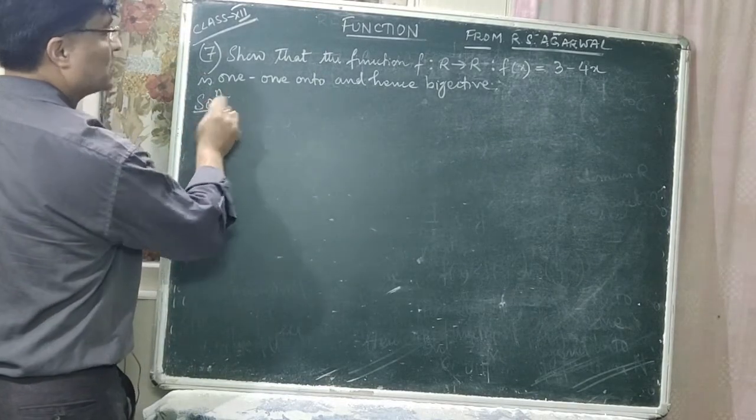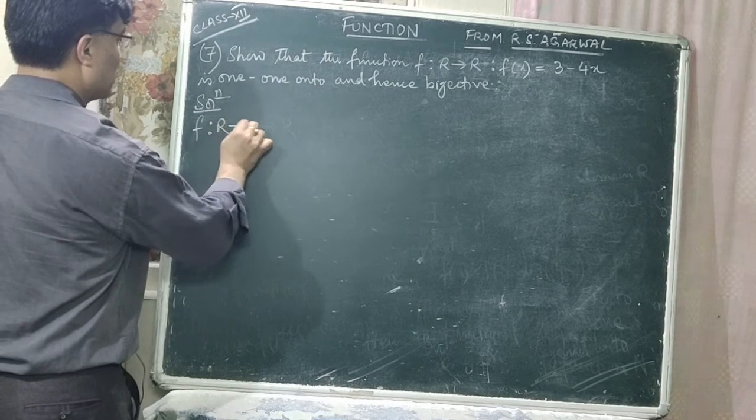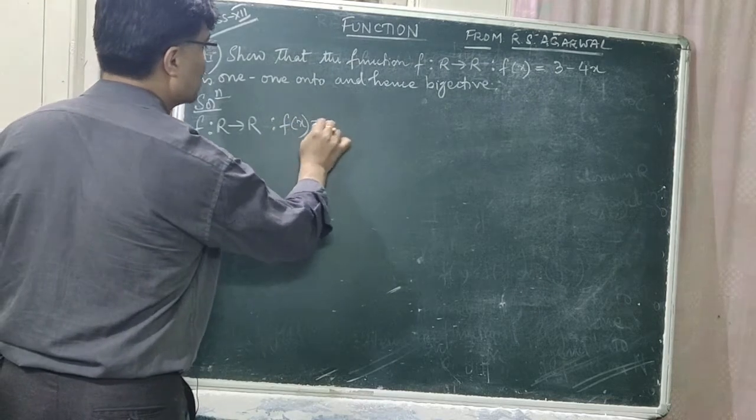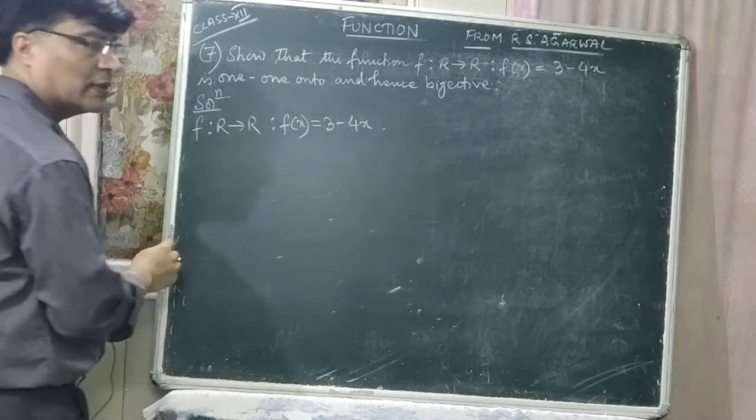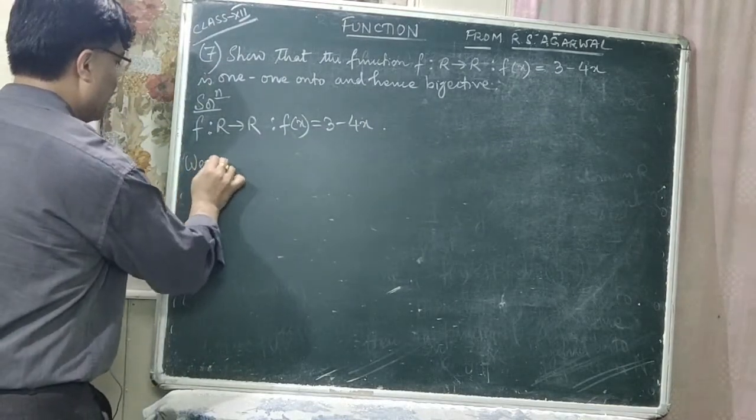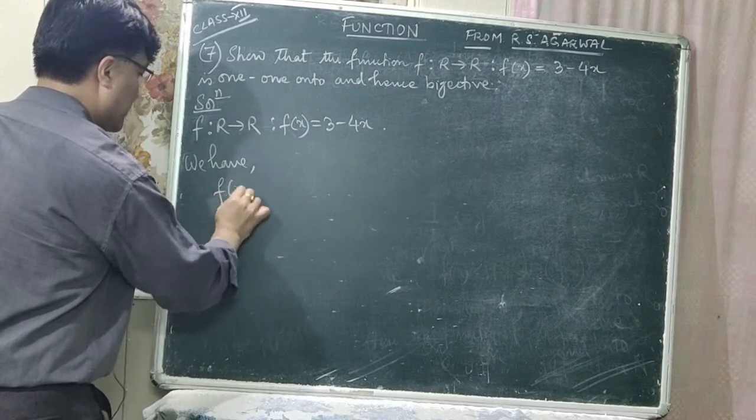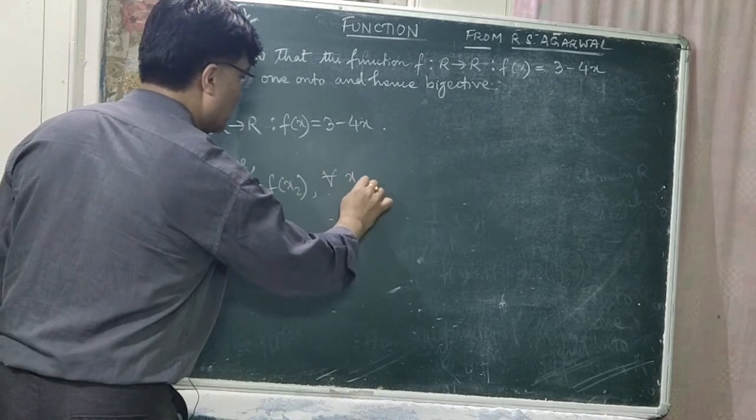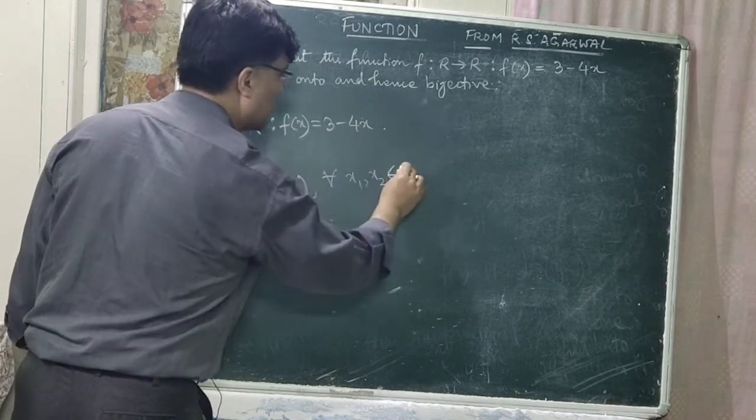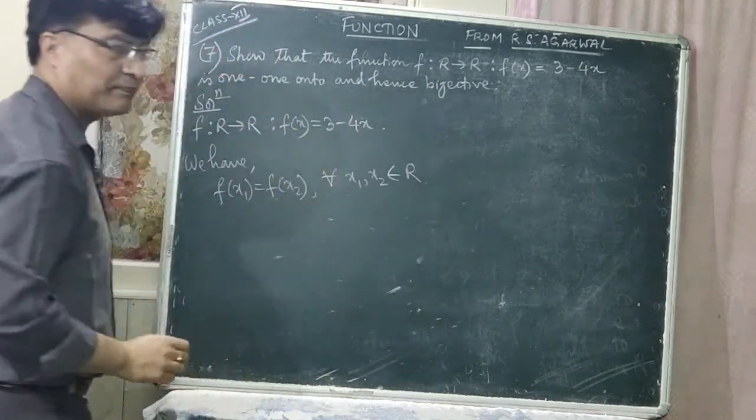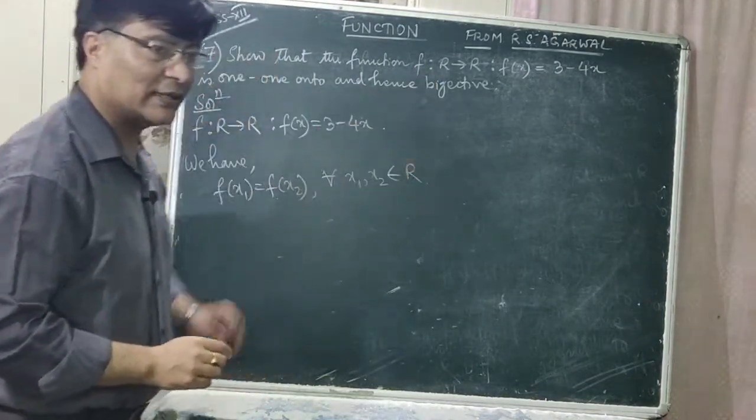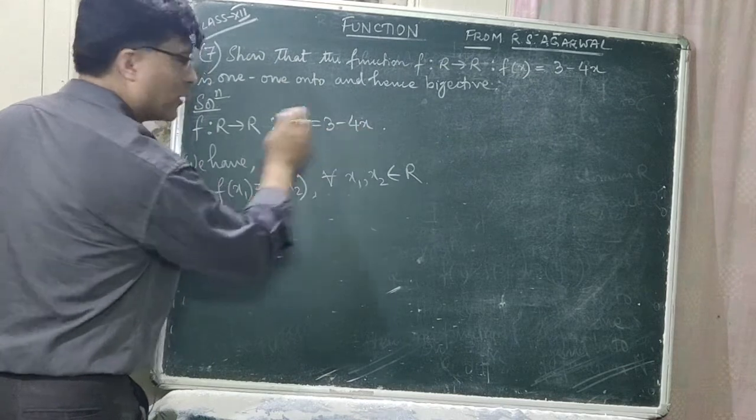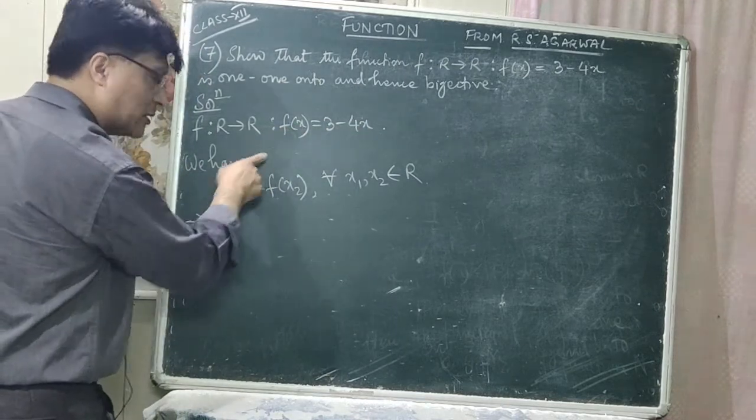So the solution is, here given is f such that R to R and the function is defined as f of x is equal to 3 minus 4x, right? So we have f of x1 is equal to f of x2 for all x1, x2 belonging to the domain R. This R means domain R, right? Which implies that if f of x is equal to 3 minus 4x, then instead of x you have to put x1, isn't it?